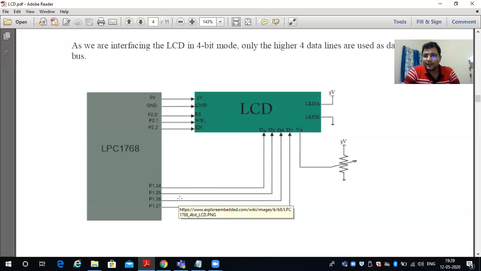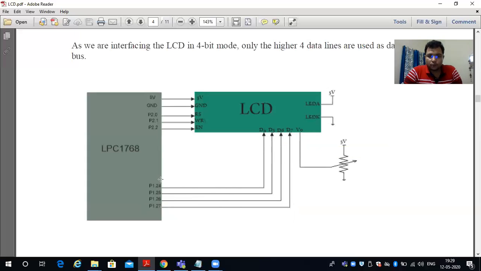So whatever data or command we have to send, we will send using these 4 pins. So these 4 pins also need to be output pins, because the port will produce output. That output will go to these data lines.